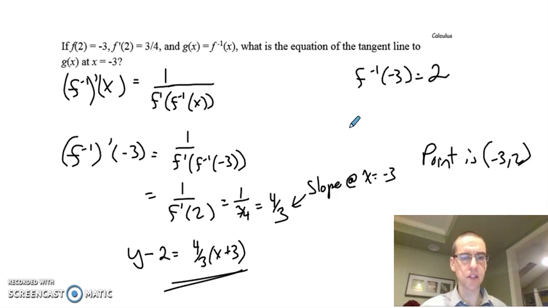And so for this last one here, I have it worked out. If you want to work on it, great. If you don't, we can look at it in class.